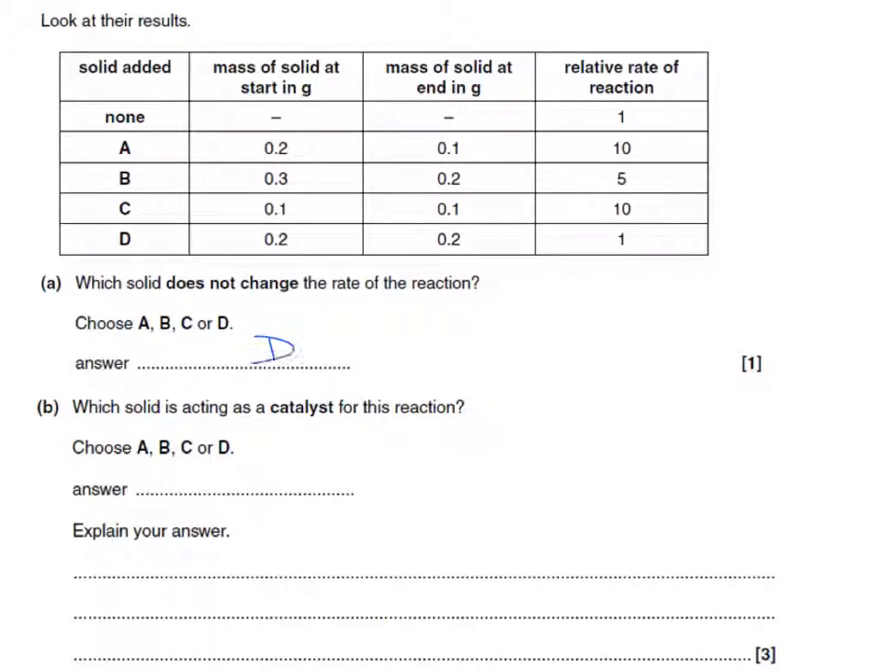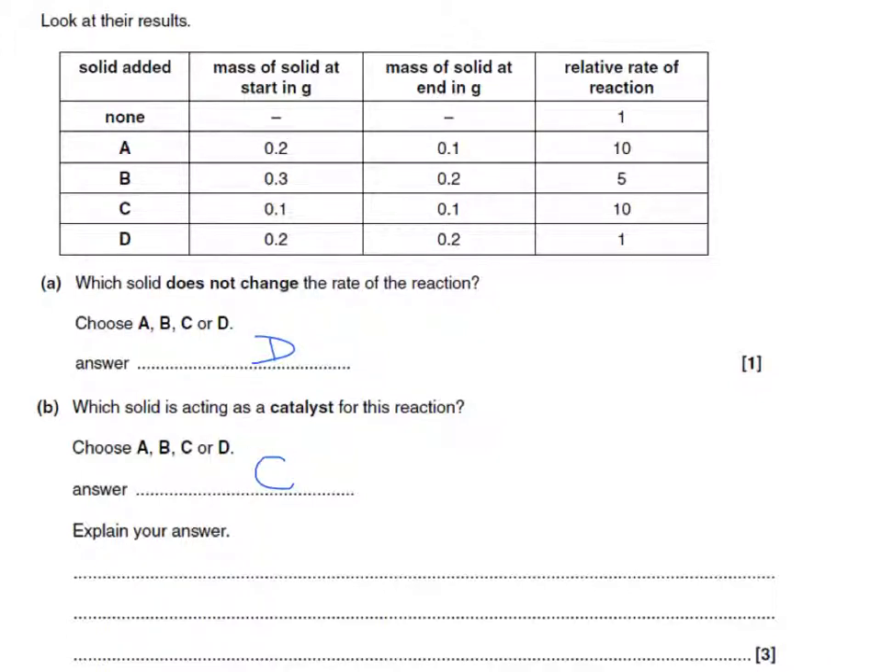Well, that would be D. And then which solid is acting as a catalyst for the reaction? Well, first sight suggests that our answer could be either A or B or C, but then we look at the mass of the solid before and after, and it's changed with A and it's changed with B, but only C has the same amount left at the end. And as we know that a catalyst is a substance that speeds up a reaction but isn't used up or remains unchanged at the end, the answer to that one must be C.